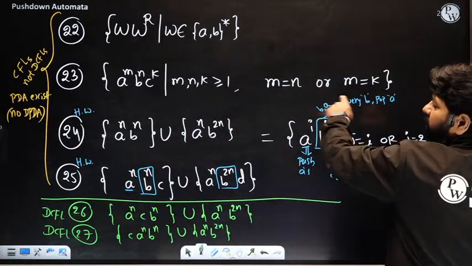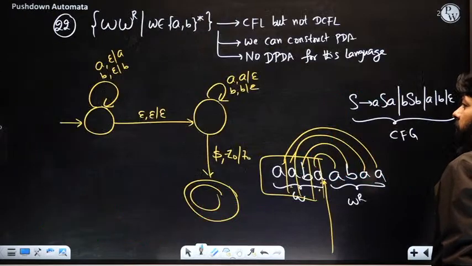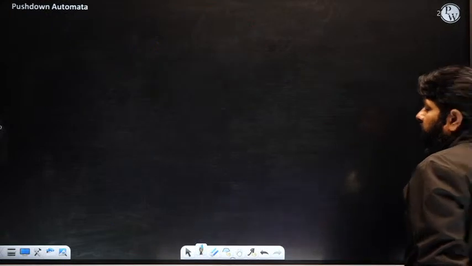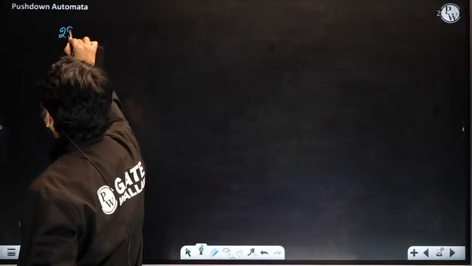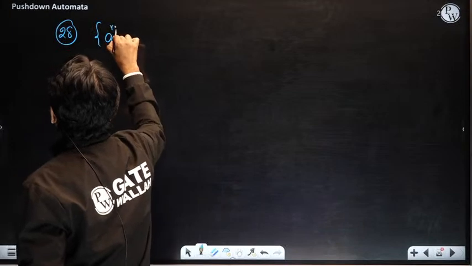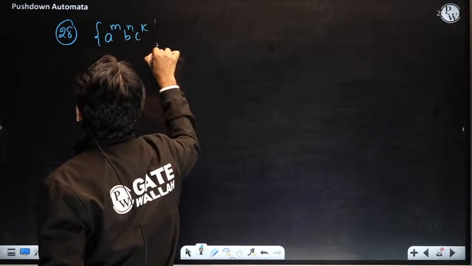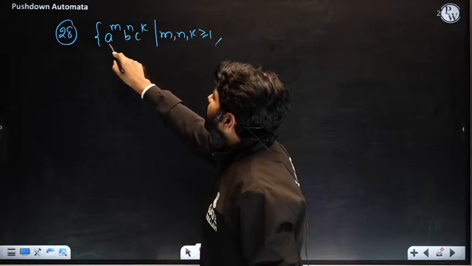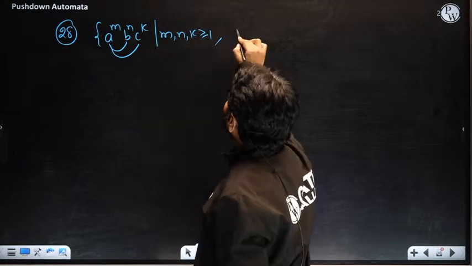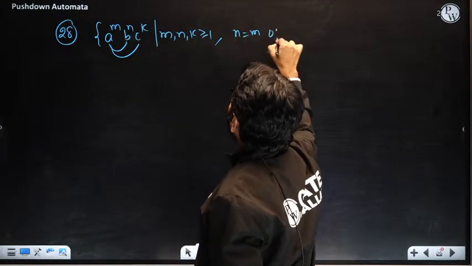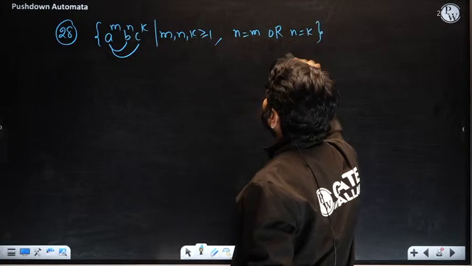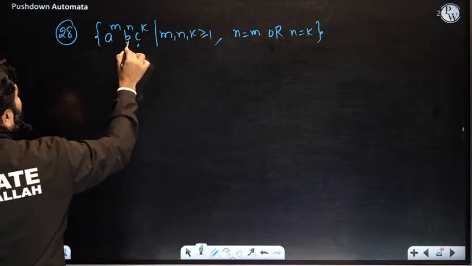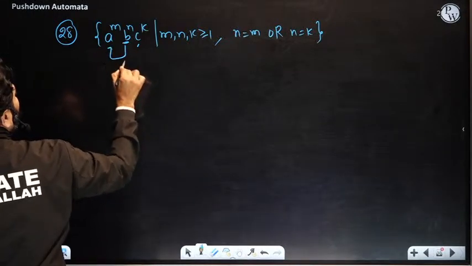Here you can write variations. I'll give a few more questions if you want. You can also try some other problems. Problem 28: a power m, b power n, c power k. What you can do is, I did m with n, m with k, right? Now you can try n with m or n with k. That means this one we are comparing with both, either this one or this one.